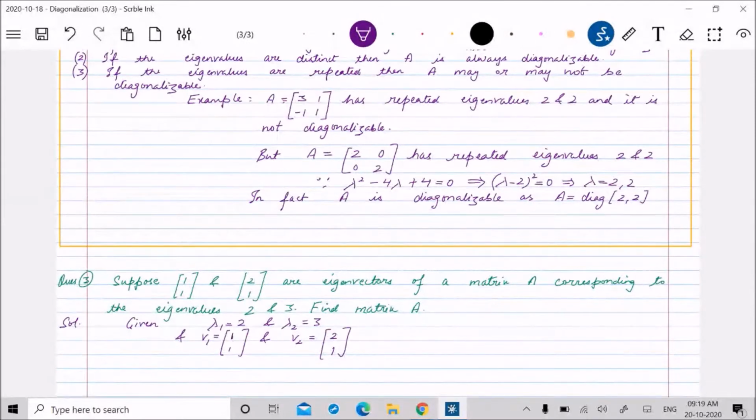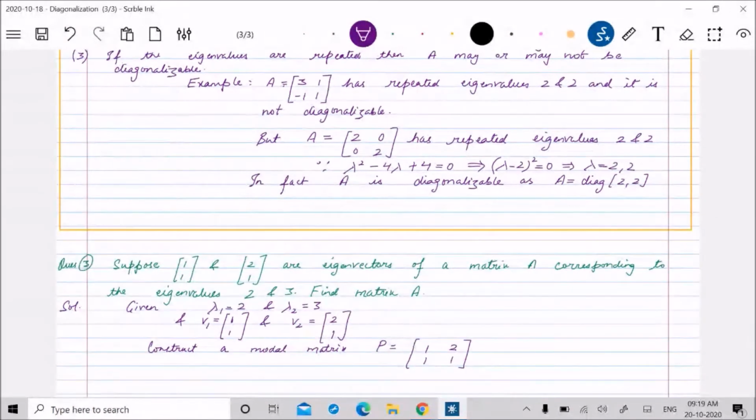To do that, we first construct a modal matrix. Modal matrix is nothing but the arrangement of eigenvectors column wise. This is your v1, and you write it here as 1, 1, and this is v2, and you write it here as 2, 1. Then this is called the modal matrix, and this is always invertible. It means that the determinant is non-zero. This is a very important point. If you find the determinant of this matrix, then that should be non-zero.